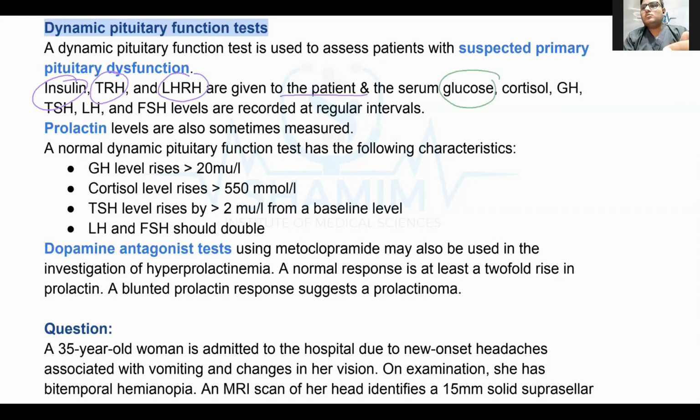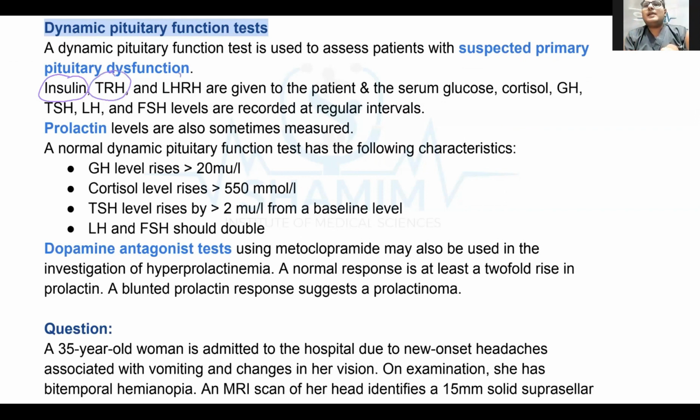We check glucose, we check cortisol, we check growth hormone, we check thyroid stimulating hormone, we check luteinizing hormone, we check follicle stimulating hormone at different intervals, like 15 minutes, 30 minutes, 90 minutes. Is that clear? Sometimes prolactin is also measured.